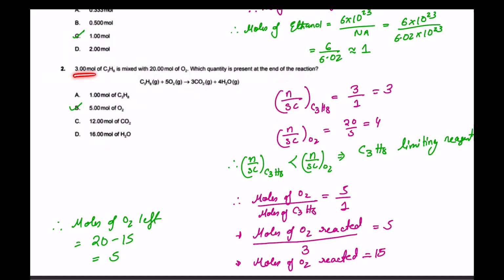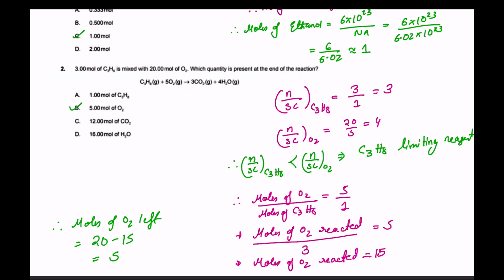For C3H8, moles is 3 and the stoichiometric coefficient is 1, so the n by SC ratio is 3. For O2, moles is 20 and the stoichiometric coefficient is 5, so 20 by 5 becomes 4. The reactant whose n by SC ratio is less is the limiting reagent. The n by SC of C3H8 is 3, which is lesser than that of O2, which is 4. So C3H8 is the limiting reagent. At the end of the reaction, there would be no C3H8, so option A is incorrect.